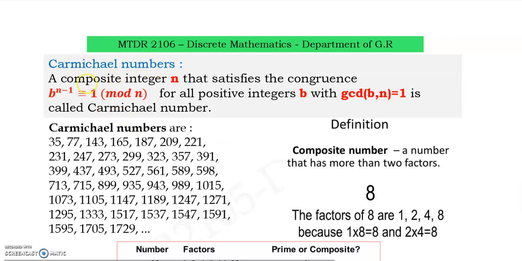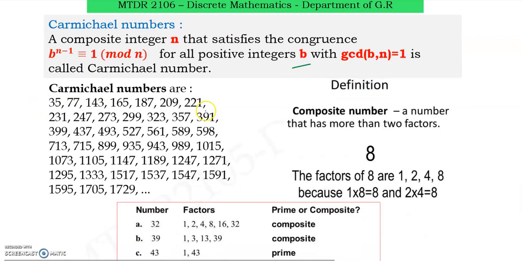What is a Carmichael number? A composite integer n that satisfies the congruence b to the power n minus 1 congruent to 1 modulo n for all positive integers b with GCD of b and n equal to 1 is called a Carmichael number. What are the Carmichael numbers we have? 35, 77, 143, 165, 187, etc. These are a few of the Carmichael numbers.